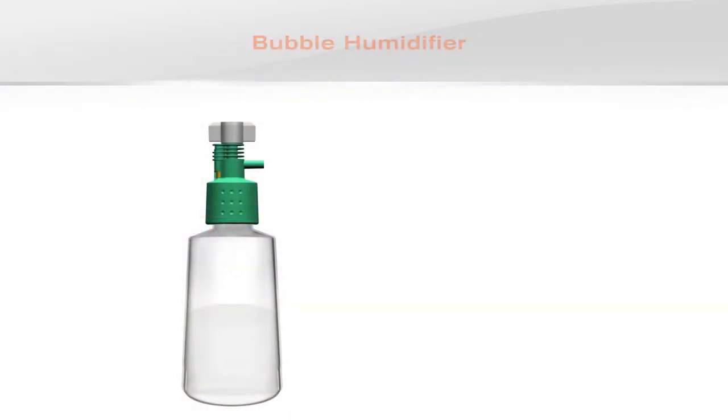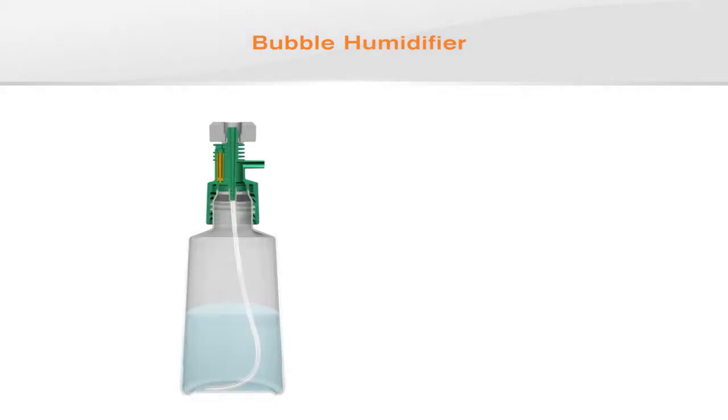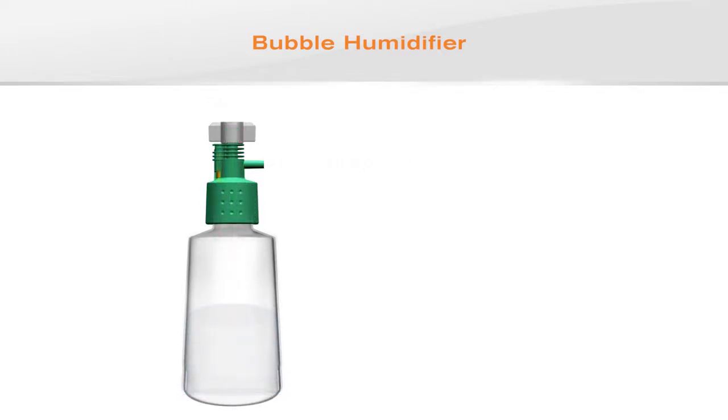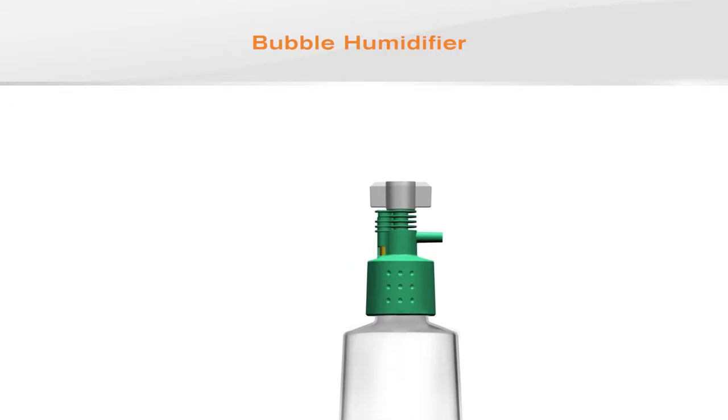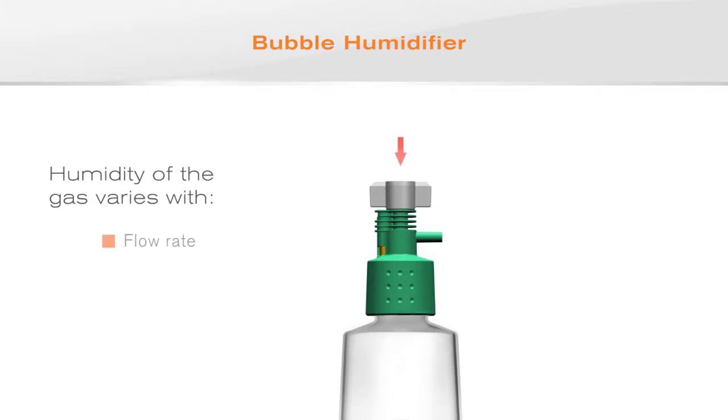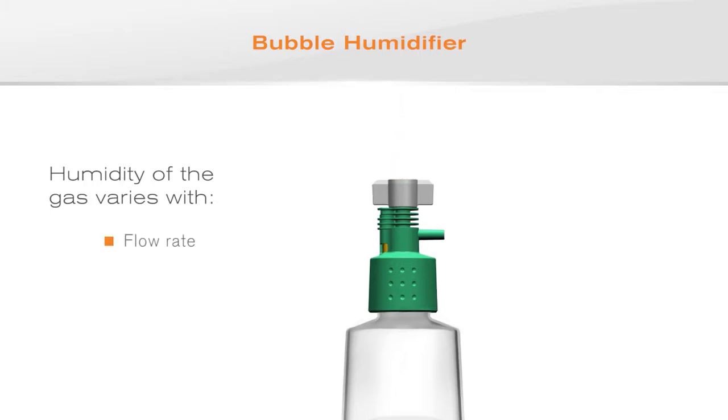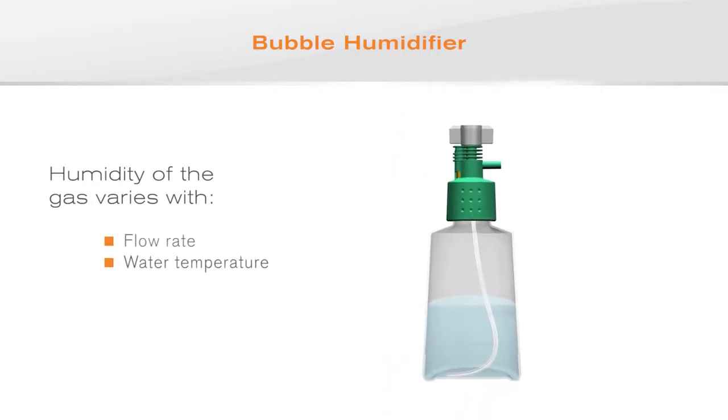Bubble humidifiers use the bubble-through humidification process to bring dry oxygen gas to ambient levels of humidity. The gas is directed into the water bottle where it is broken up into small bubbles. These gain humidity as they rise to the surface of the water. The absolute humidity of the gas varies with flow rate, water temperature, bottle size, and volume of water in the bottle.